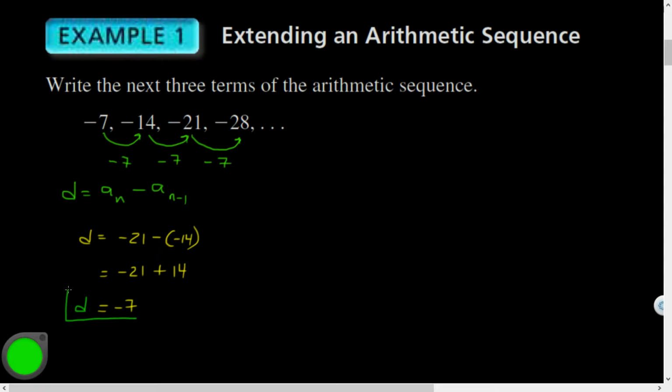This common difference is somewhat like our slope. That's why I'm writing it in green. I figure it might be helpful. So it's somewhat like our slope.